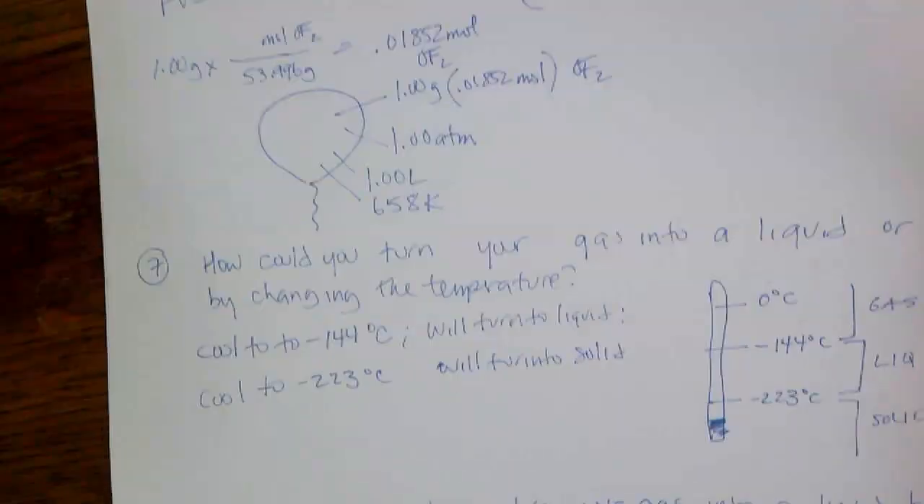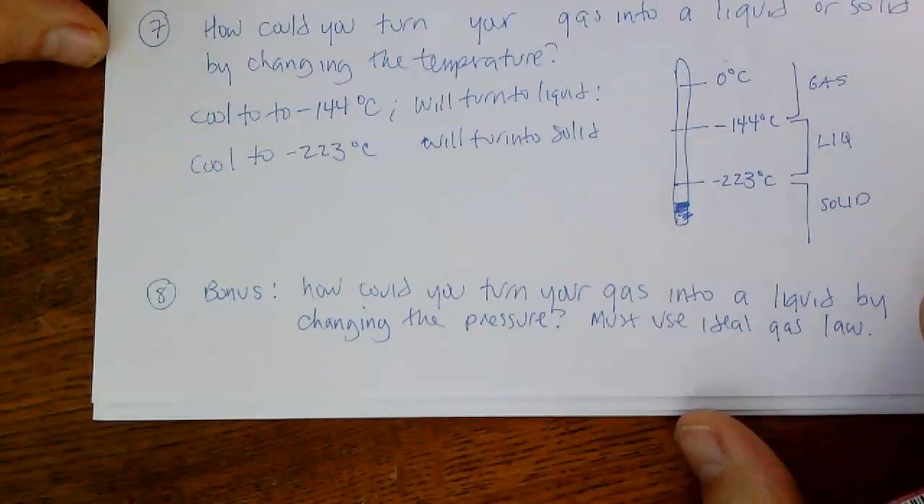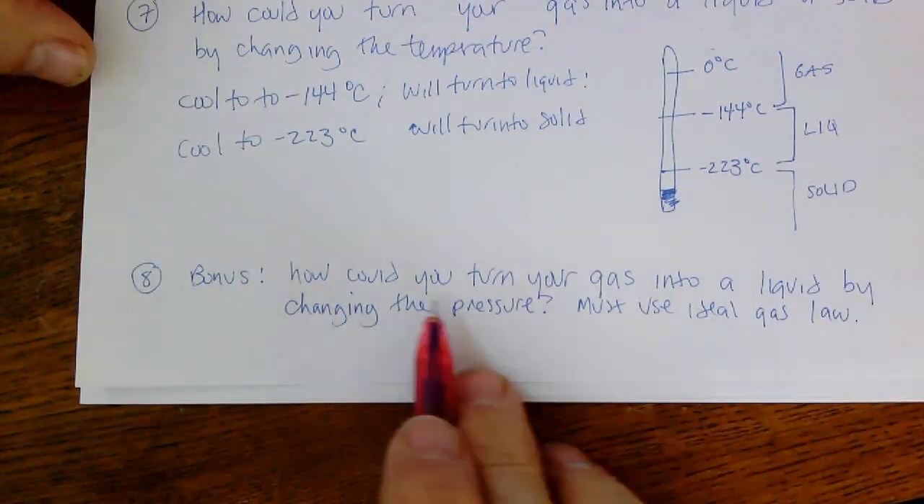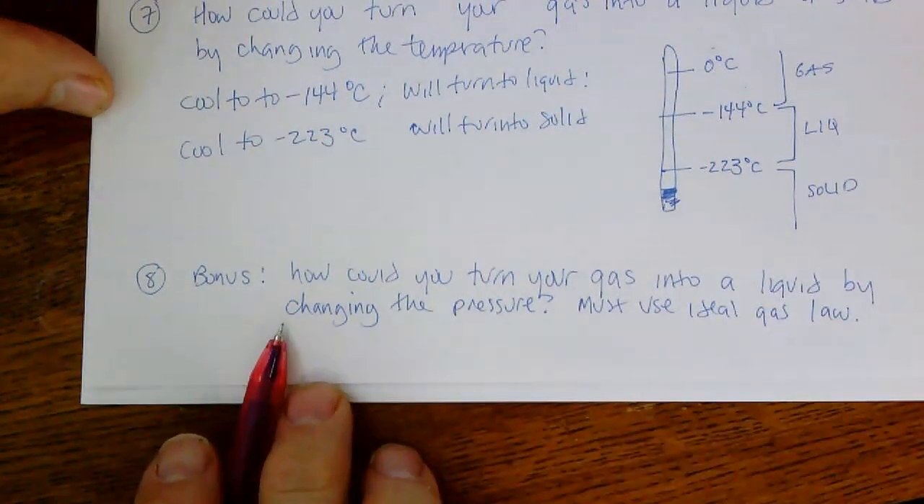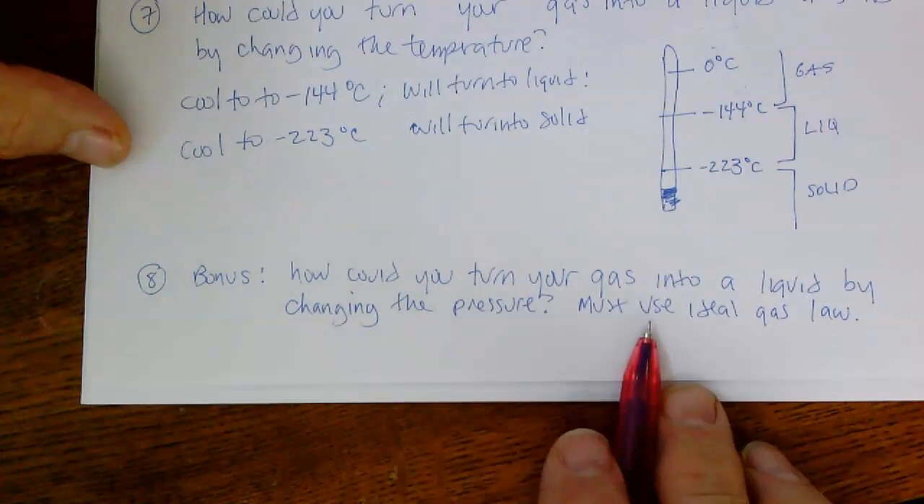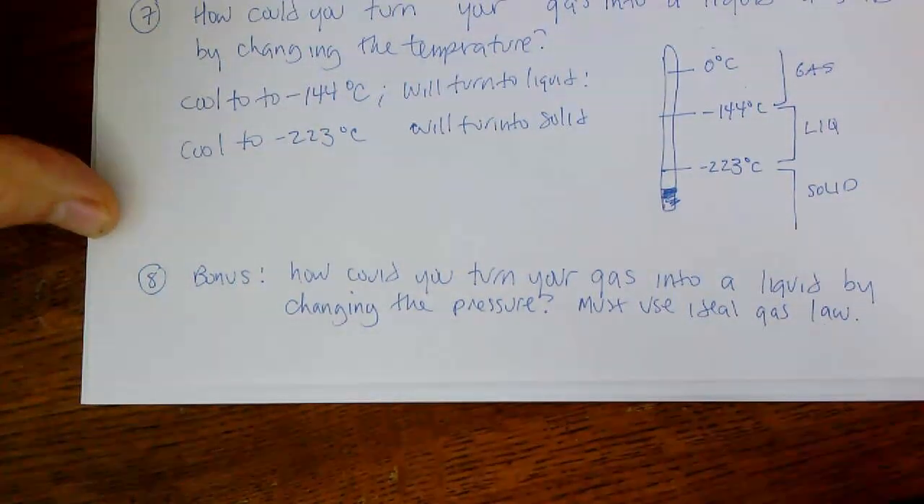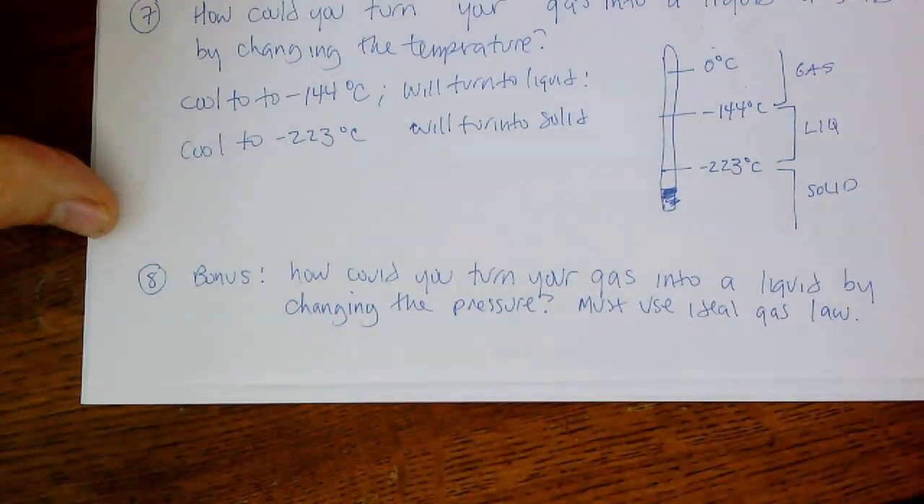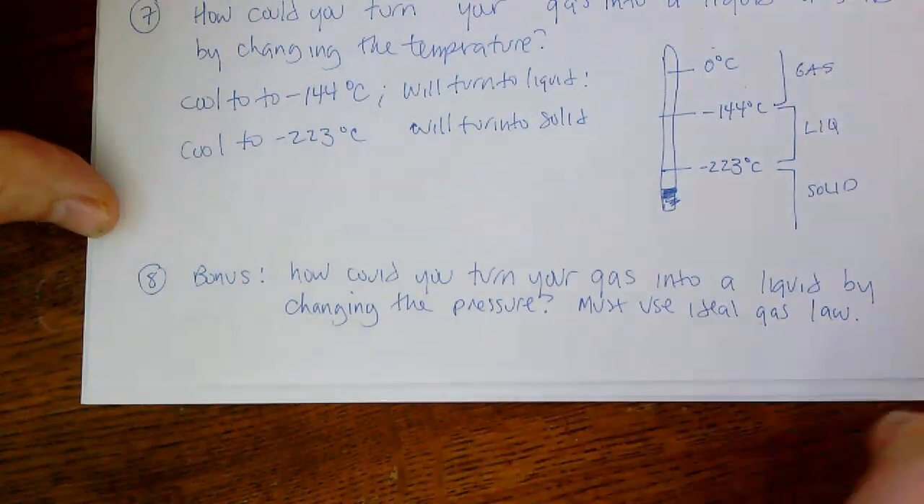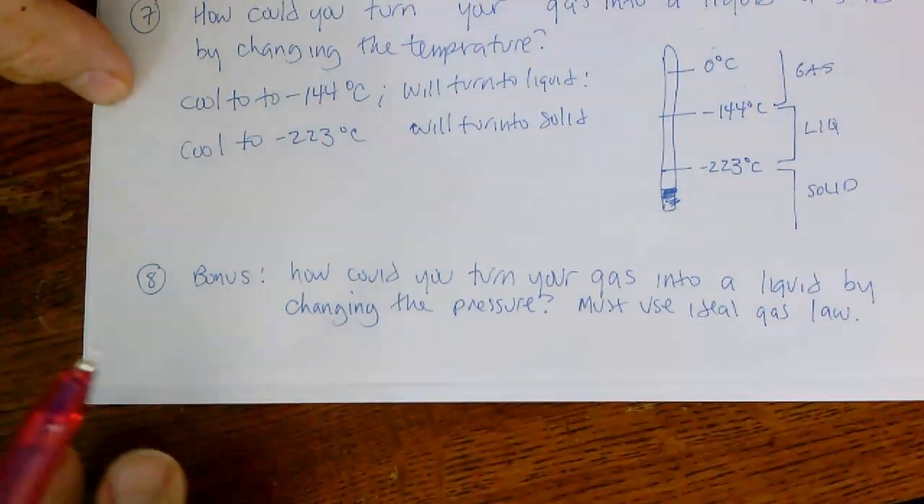Now there is a bonus question, number 8. I'm not going to answer it for you. I'm just going to read the question. How could you turn your gas into a liquid by changing the pressure? You've got to use the ideal gas law to solve that, right? Hint, you can use a temperature at which point below that temperature it will do a phase change and solve for P. I'll leave that unsolved.